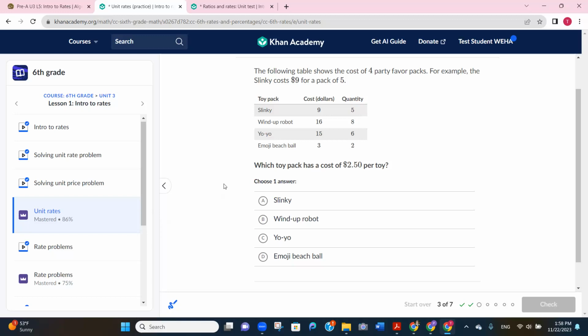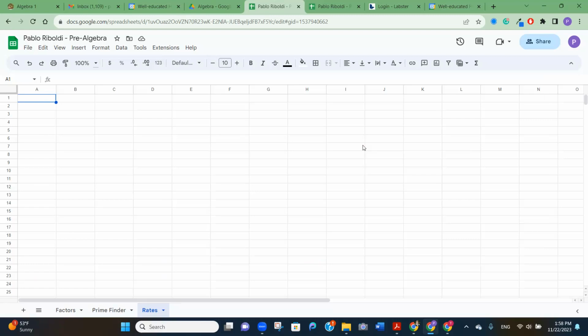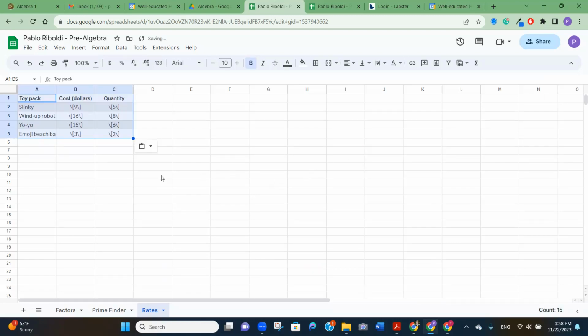So we go over, and I'm going to copy the table. I just copy the whole thing over here. I press Control C and then switch and Control V to paste. And I have the information pretty much how I want it. So I have here the cost in dollars and the quantity.